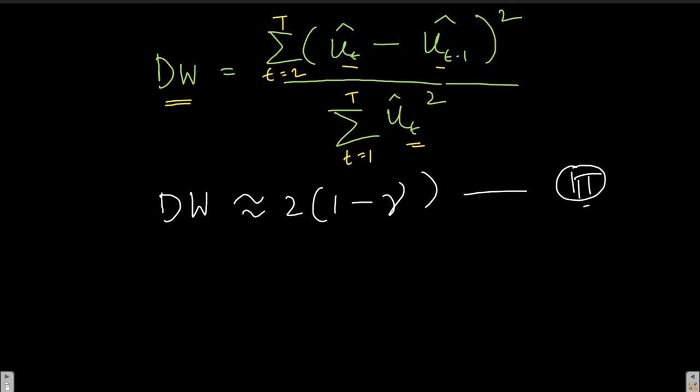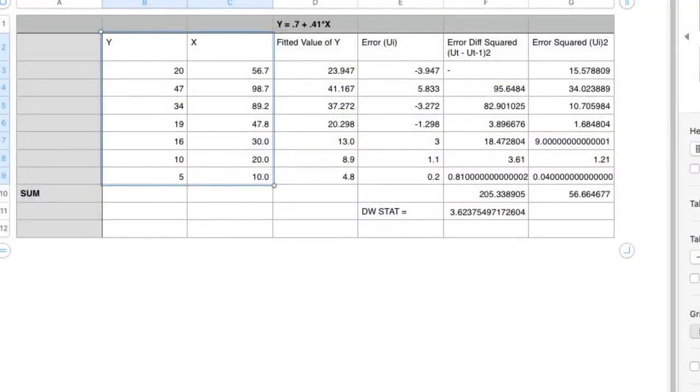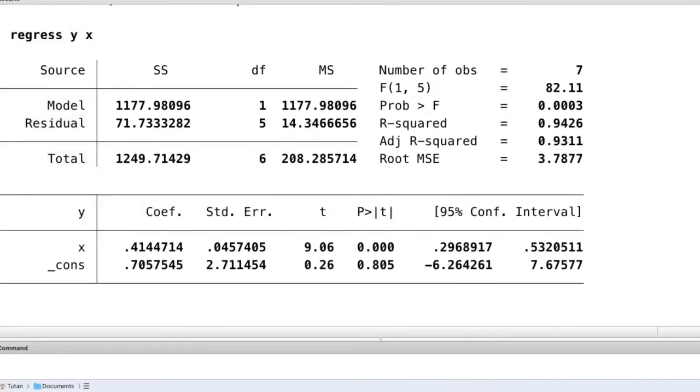Now let me go to one Excel sheet I have. So let us look at the values of y and x. Let's say we have taken some real valued observations from some real experiment, and I have all these values of x: 56.7, 98.7, 89.2, and I have corresponding values of the dependent variable: 20, 47, 34. Now what I do is I get these numbers into Stata, and I fit a regression equation.